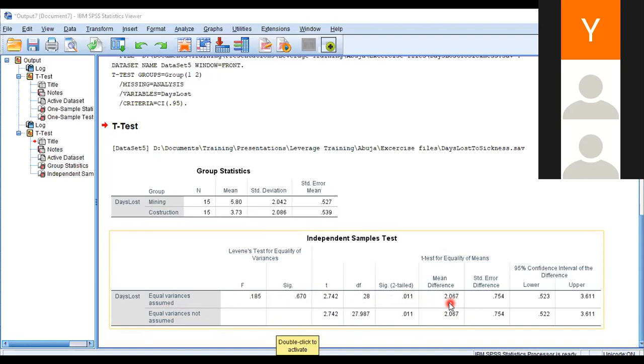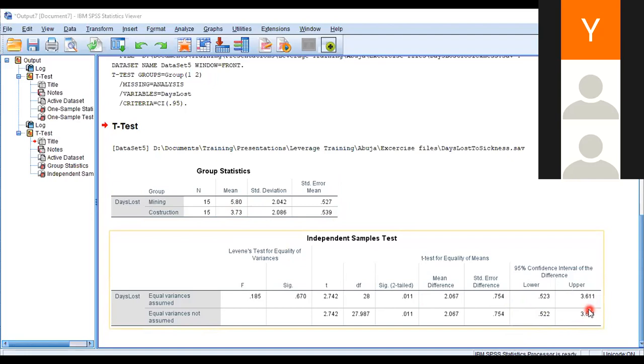So look at the mean difference. If you remove this from this, it will give you this mean difference. You remove 3.73 from this, it gives you the mean difference. So look at the confidence interval. Does it cross 0? No, sir. It does not cross 0, yes.